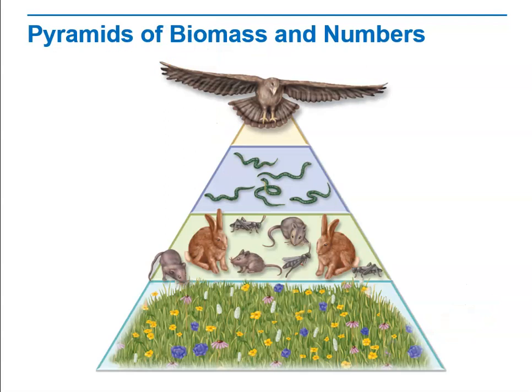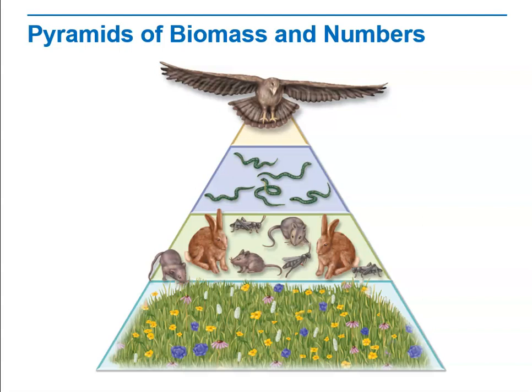The total amount of living tissue within a given trophic level is called its biomass. Biomass is usually measured in grams of organic matter per unit area. The amount of biomass a given trophic level can support is determined in part by the amount of energy available. A pyramid of biomass is a model that illustrates the relative amount of living organic matter available at each trophic level in an ecosystem. Remember, the last pyramid we looked at was an energy pyramid. This is showing us a biomass pyramid or numbers pyramid.